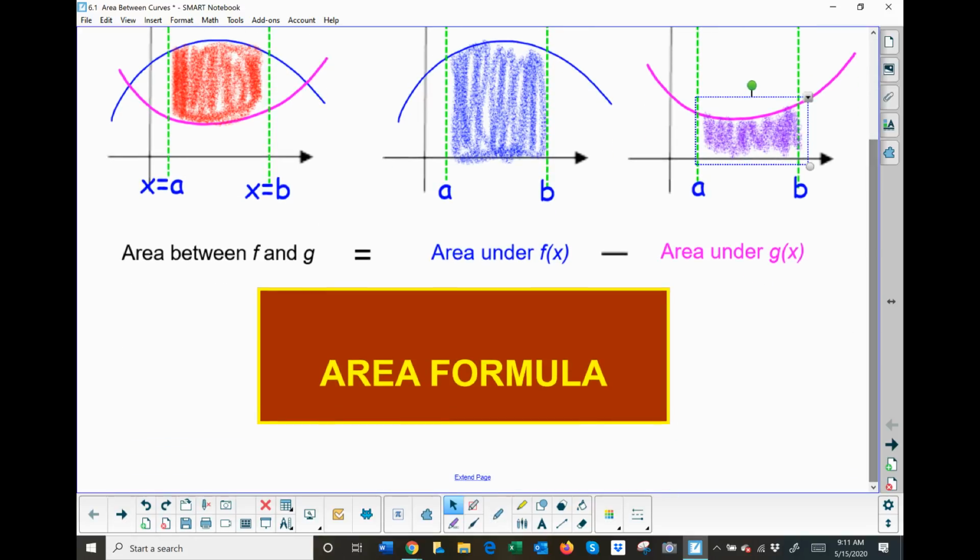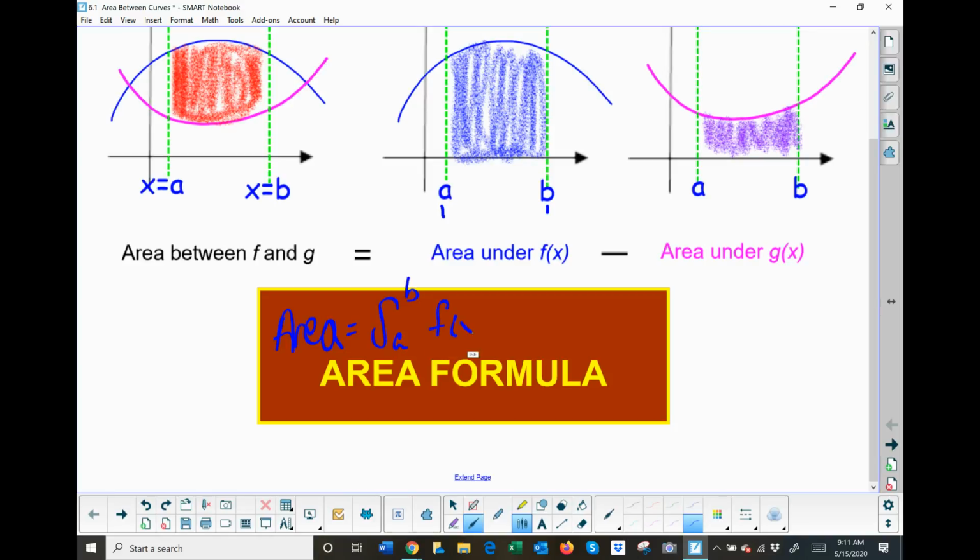So we're going to condense it into one formula, and that formula will look like area is equal to the integral. I had markings from a to b, so I'm going to use those as my bounds. And I want my top curve, which we were calling f of x here, minus the bottom curve, g of x, that's that purple region that we were taking away, and multiply that length by the width dx.